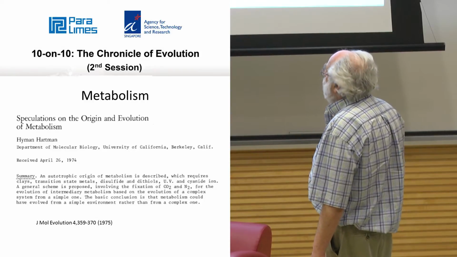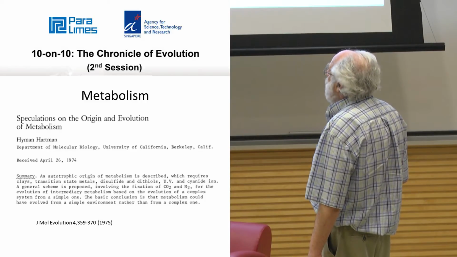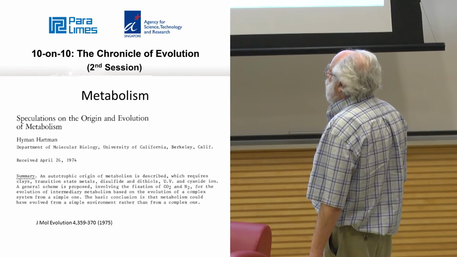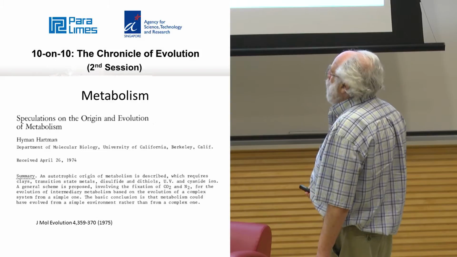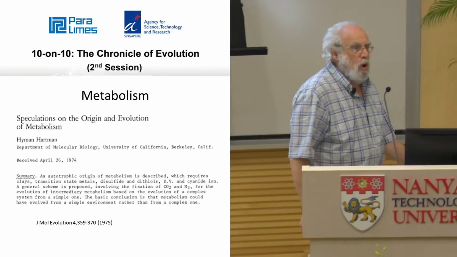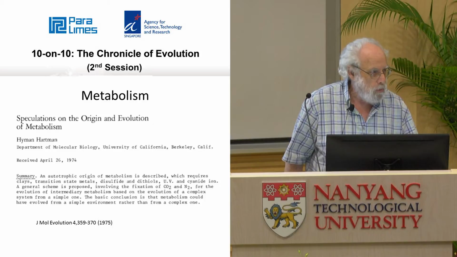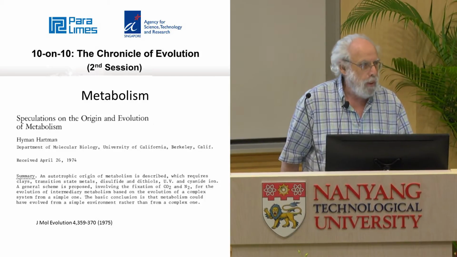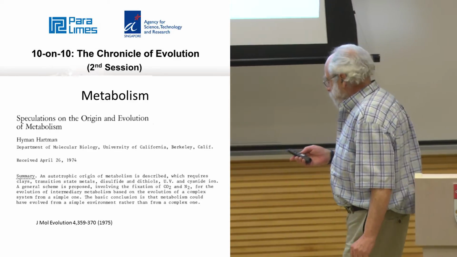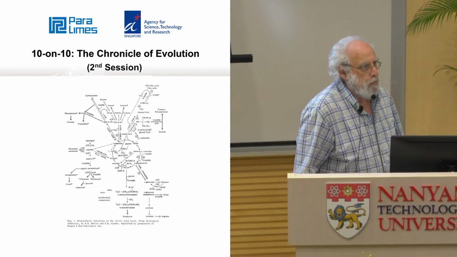A general scheme is proposed involving the fixation of CO2 and nitrogen for the evolution of an intermediary metabolism based on the evolution of a complex system from a simple one. The basic conclusion is that metabolism could have evolved from a simple environment rather than a complex environment. No soup. This is now starting directly from CO2 and nitrogen and is going to build up metabolism. And this is from the paper in 1975.